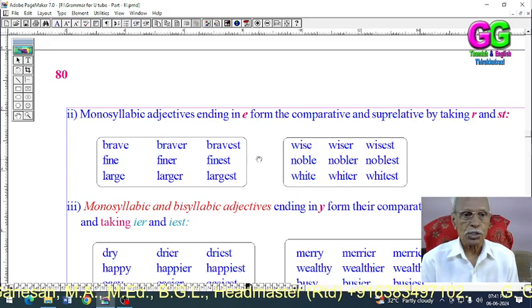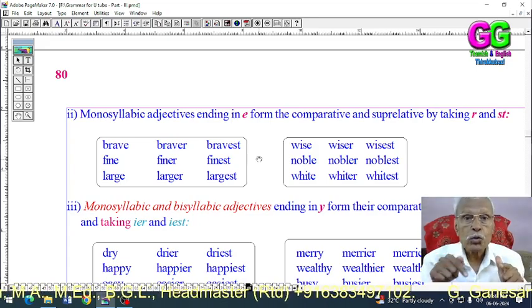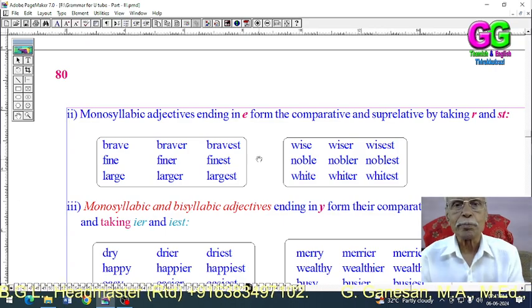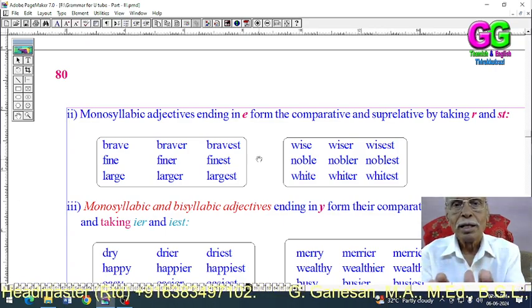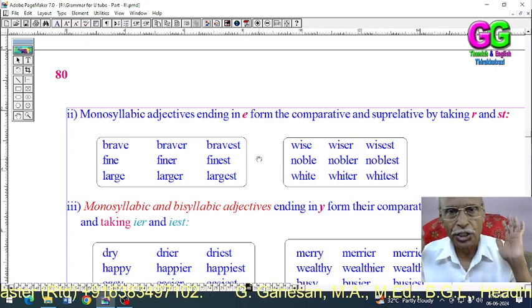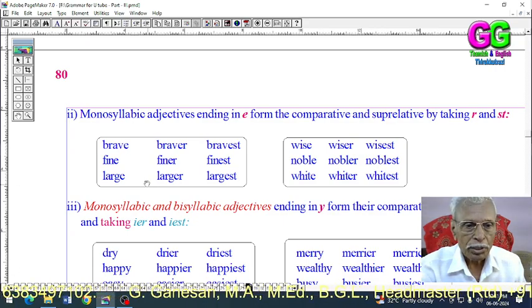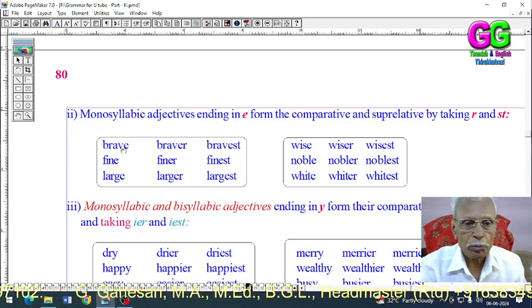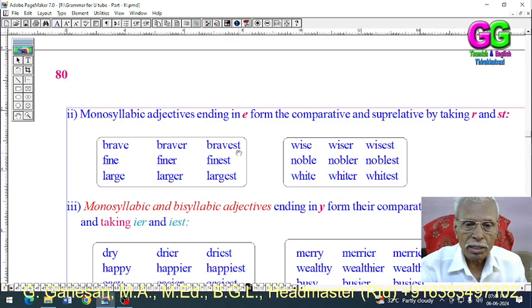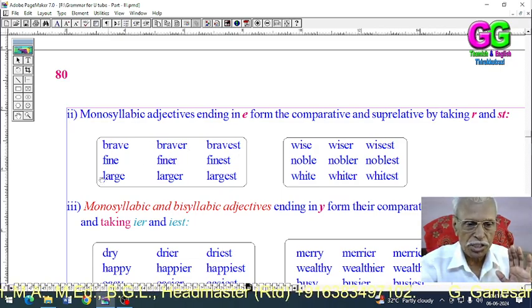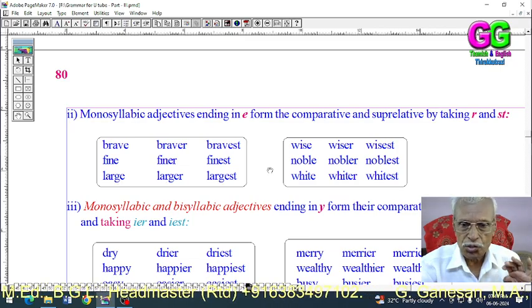The second note is: if the monosyllabic word ends in E, then add simply R and ST. See, the word brave ends in a single E. Monosyllabic word ends in E: add R, EST. Brave, braver, bravest. Fine, finer, finest. Large, larger, largest.